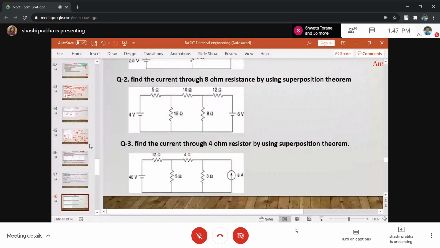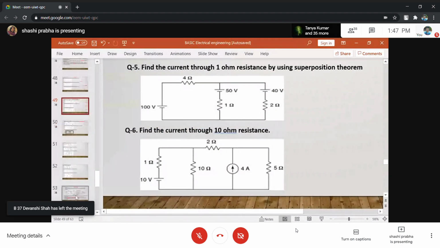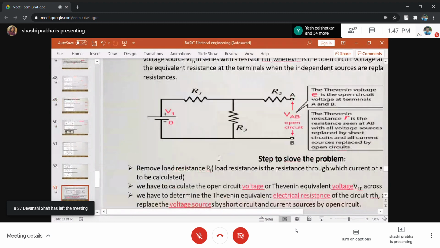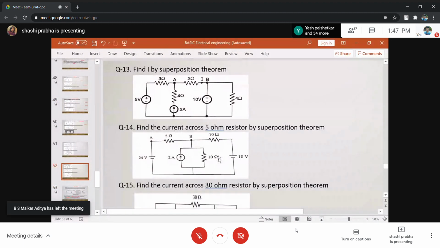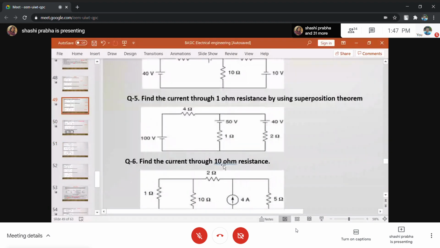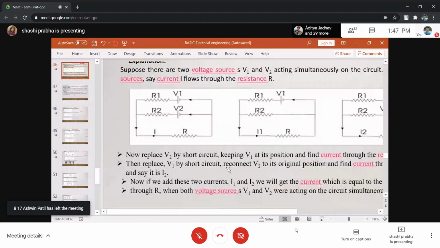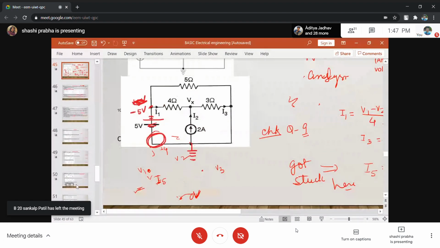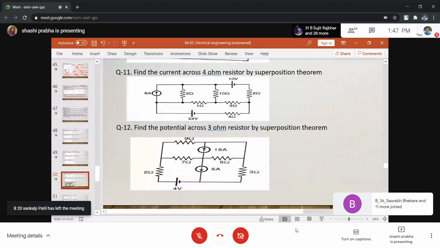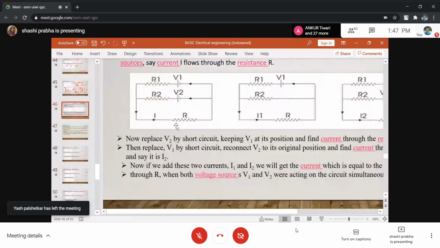Okay. So let's take the break. Have the break of 15 minutes. We'll meet again, and we will start with a fresh topic, and that will be superposition theorem. Yeah, this will be our next class.